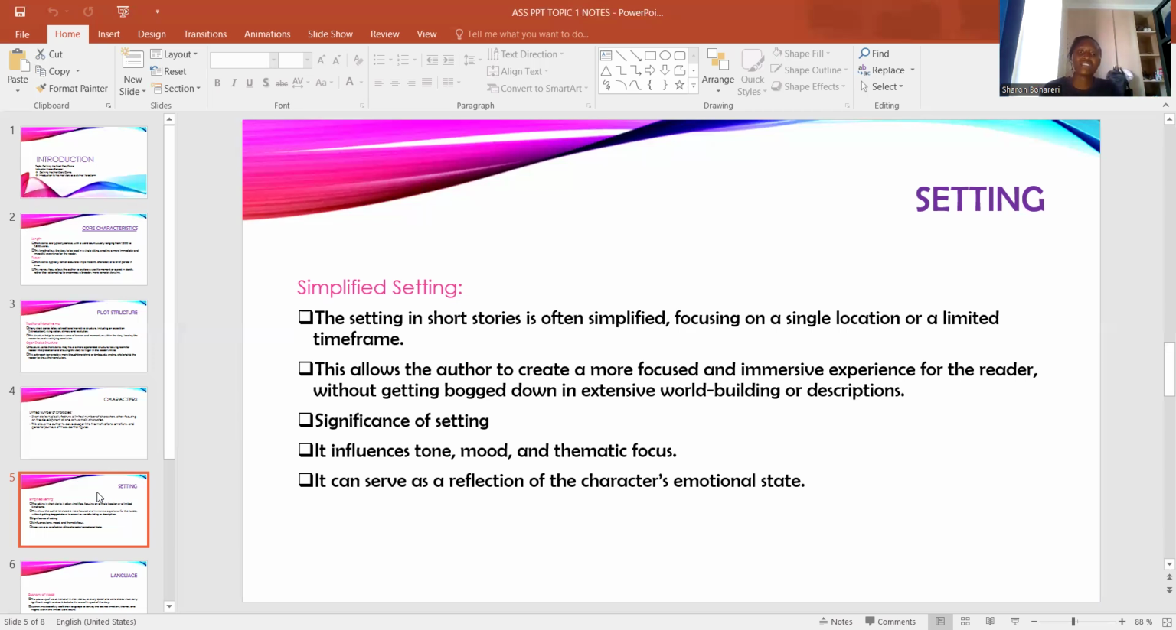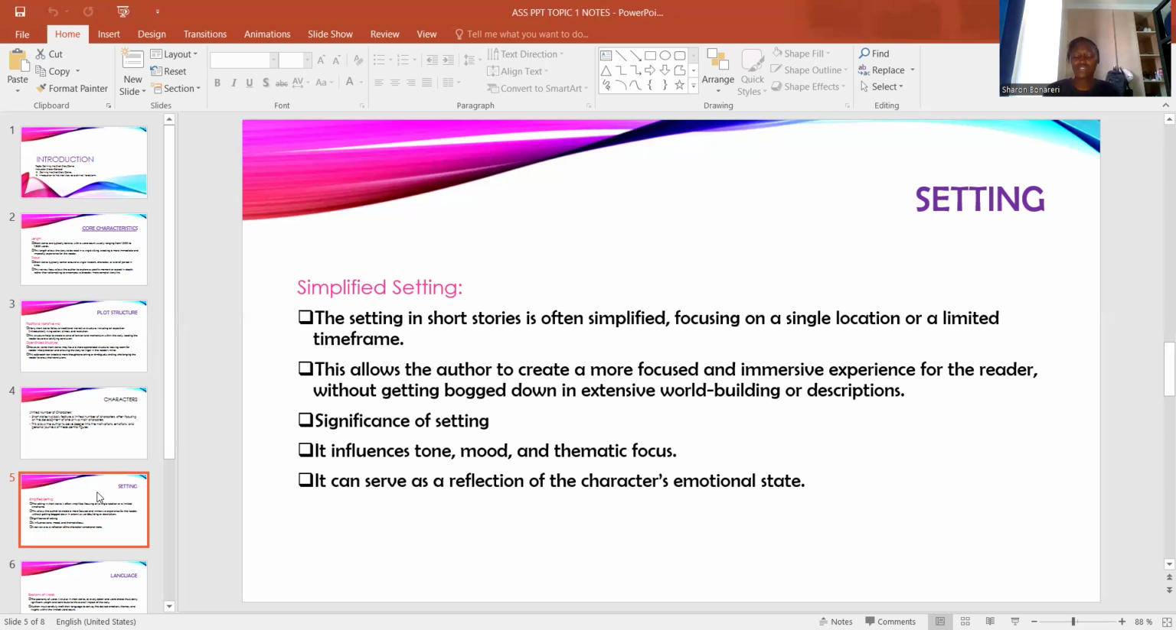So there are significances, or advantages, of a setting. First, it influences tone, mood, and thematic focus. It can serve as a reflection of the character's emotional state. I just stated the truth, and I guess they are self-explanatory. You can understand what I mean by setting.